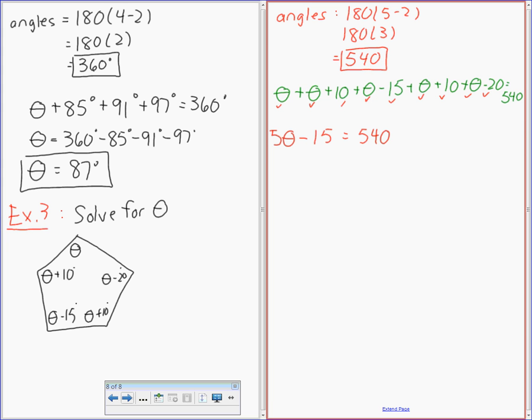All right, Emily, what's the next step to solve the theta, please? Would you move 15 over? Certainly would. Very good. Great. Luke, last step? 5.